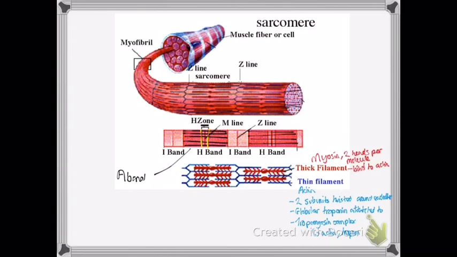To make it a bit clearer for you, we've got actin and myosin. Myosin is these black lines. Actin is bound to the Z lines.